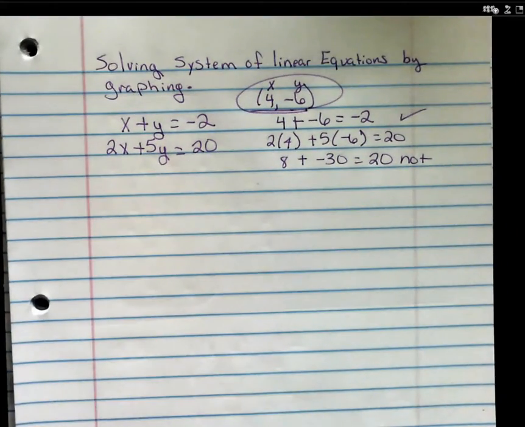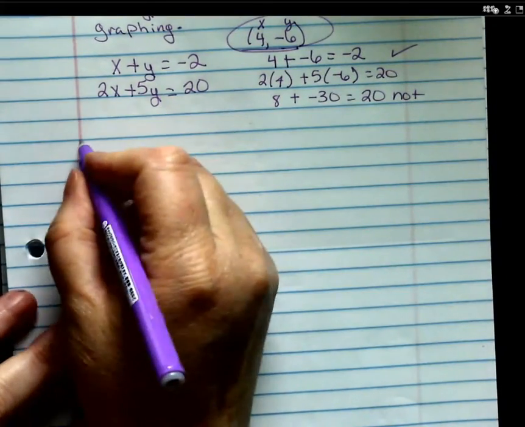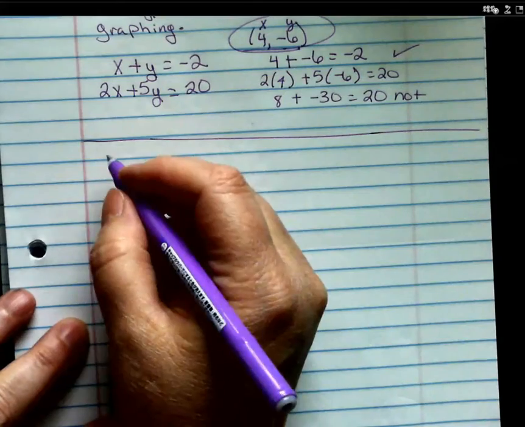So there are three ways to actually determine the solution to a system of equations, and we're going to talk about all three of those. Today is graphing. So in this lesson, we're going to talk about graphing two lines to see where they intersect.